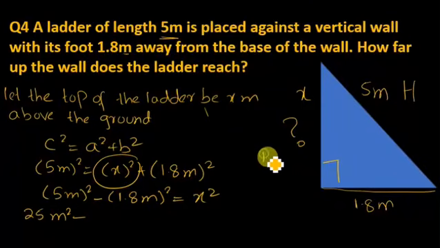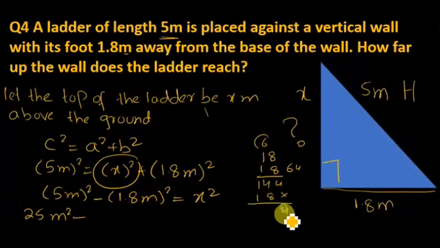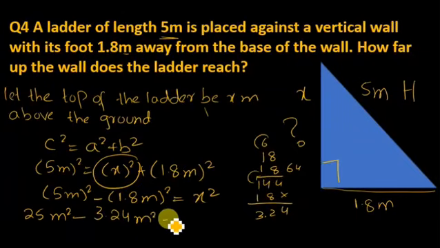And 1.8 squared: solve 18 times 18, 8 times 8 is 64, 4 and 6 carry, and so on, giving 324. With two decimal places, the answer is 3.24. So 3.24 meter square is equal to x square.